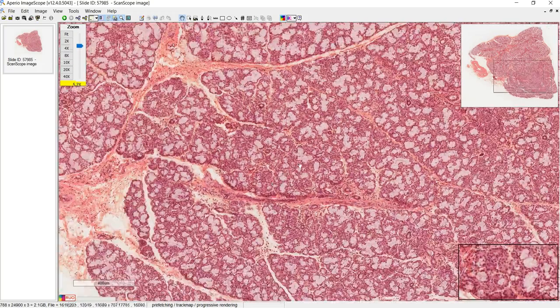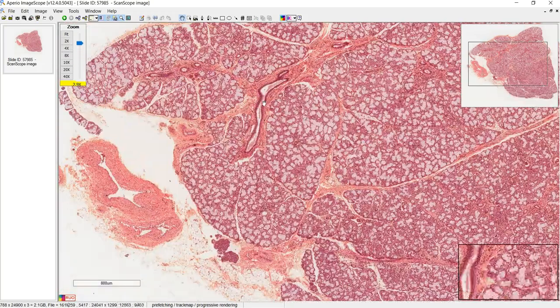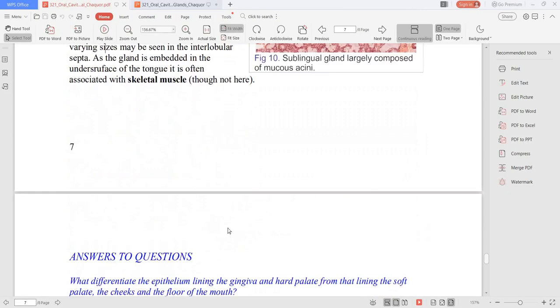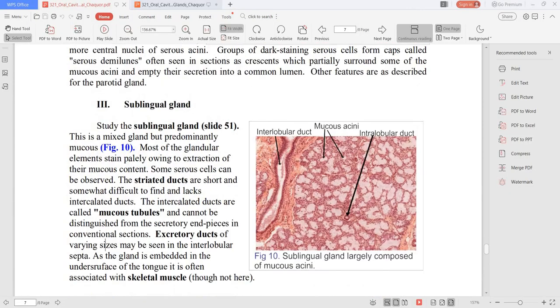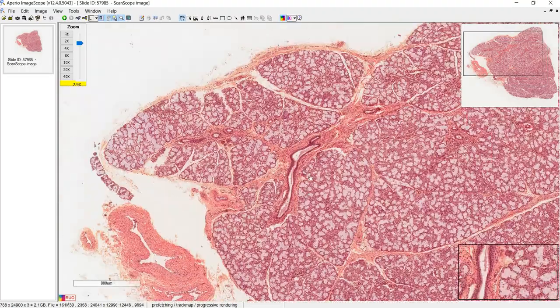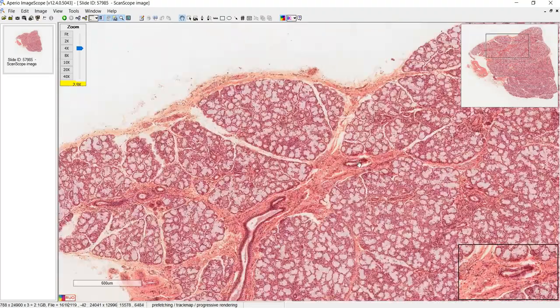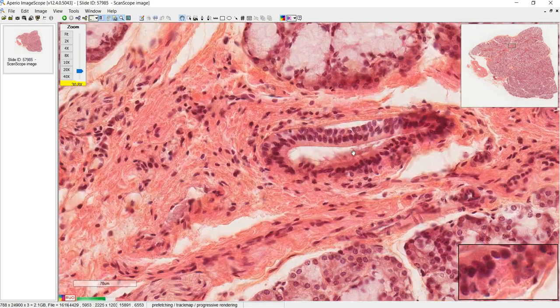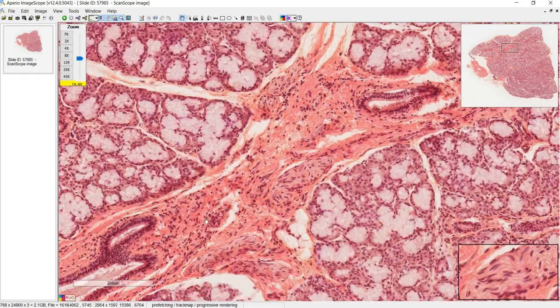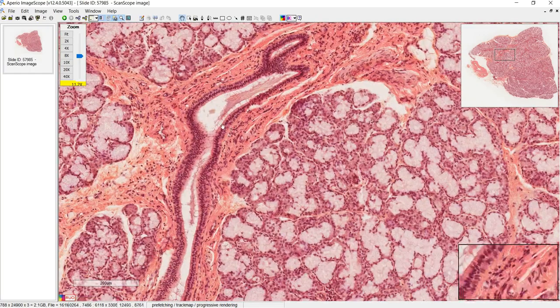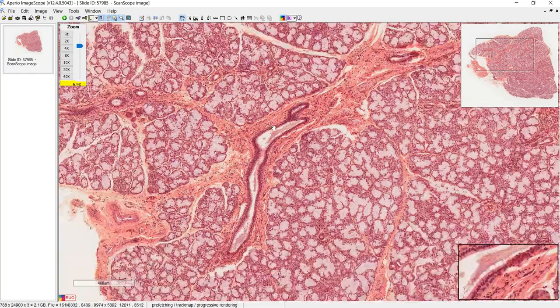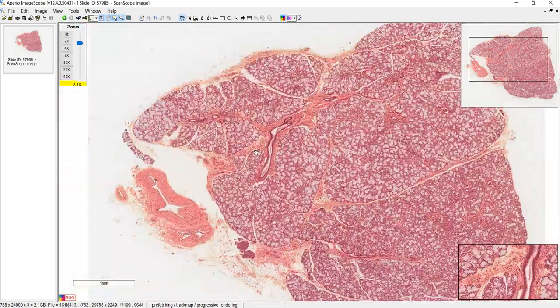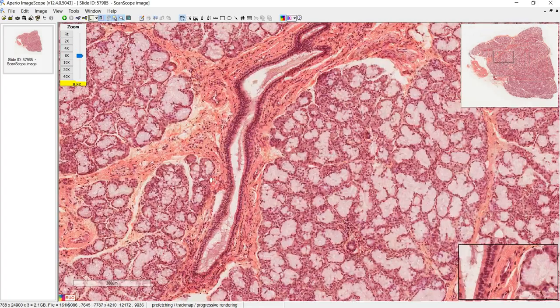And when it comes to the interlobular ducts, I was looking at the manual. It says excretory ducts. I'm not sure if there's a significant difference between excretory duct and interlobular duct. So this would be an interlobular duct, right? It's in the connective tissue in between lobules. For excretory duct, I guess I would just pick the biggest one you can find. Right? It's got to be this guy.